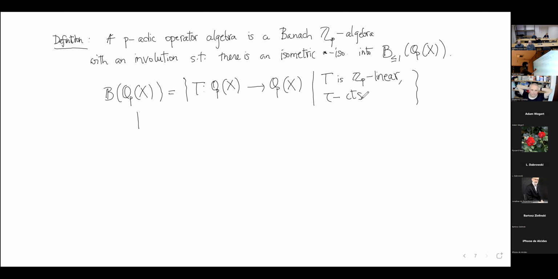We can also talk about the operator norm on this. Recall that this also came with this supremum norm, so I can take things in its unit ball and apply D to such things. This was my notation. With this norm, this thing is a Banach Z_p algebra.